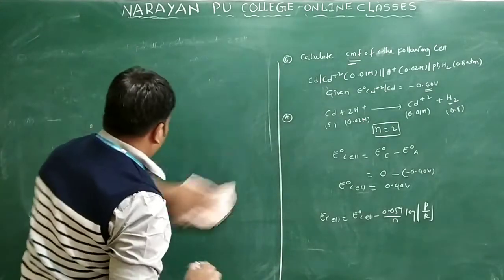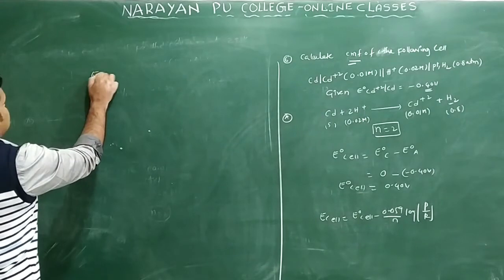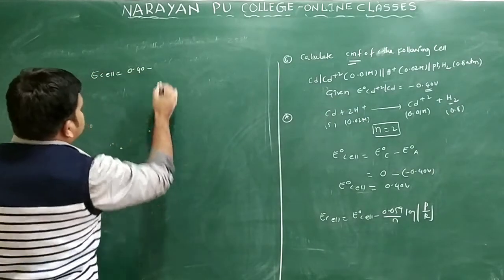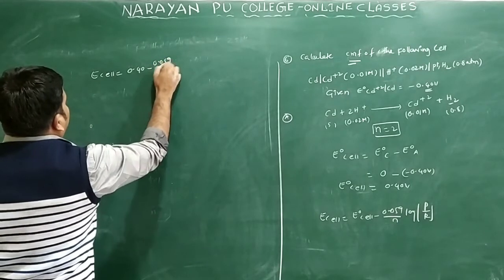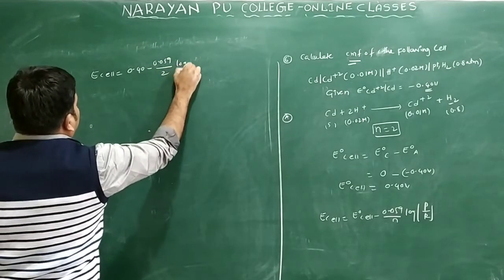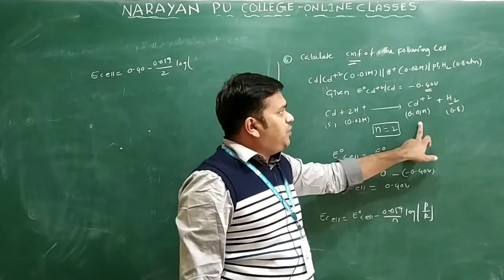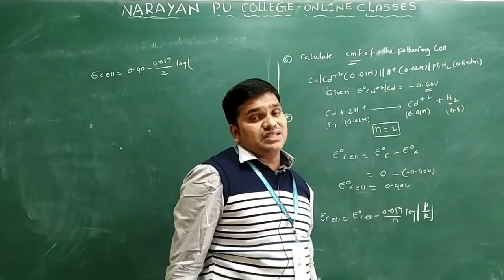Now I will write here E cell. E cell is equal to E naught cell, which you got as 0.40, minus 0.059 by 2 into log of the products. Here two products are there: one is cadmium, and one is hydrogen only. Those concentrations you have to consider.